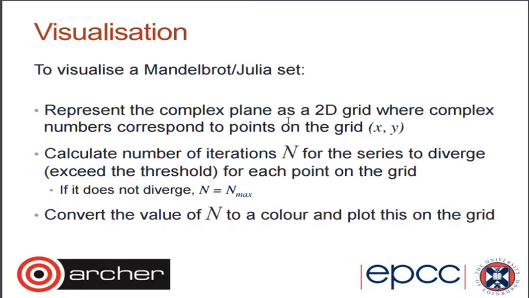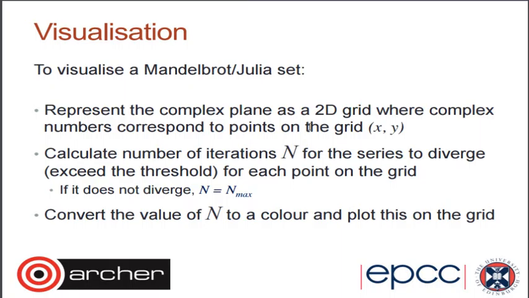How do we visualize this? Well, we fix a value n max, which is your maximum number of iterations. And what we say is, okay, so our complex number is represented as a point on the 2D grid. So, like I said, the x value is your real part of the complex number and your y value is the imaginary part. And we pick a point and we just go through that formula, iterate, iterate, iterate, until one of two things happens: either the values exceed that threshold or we reach n max.